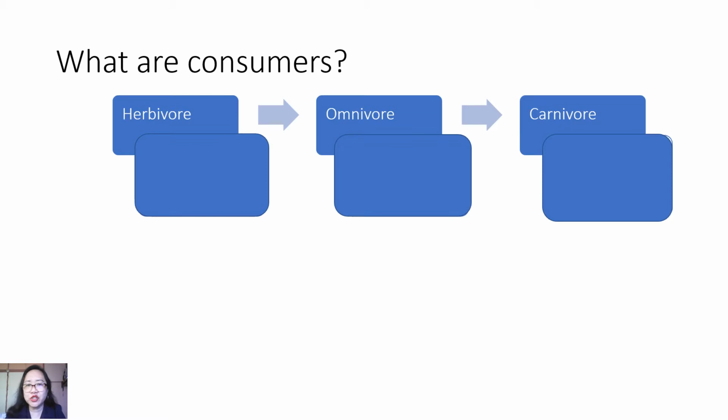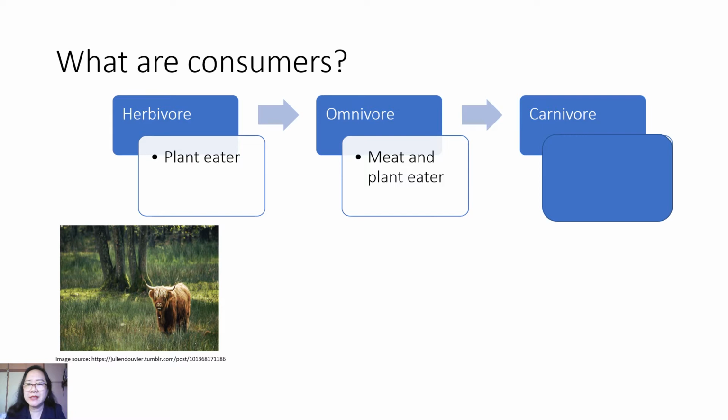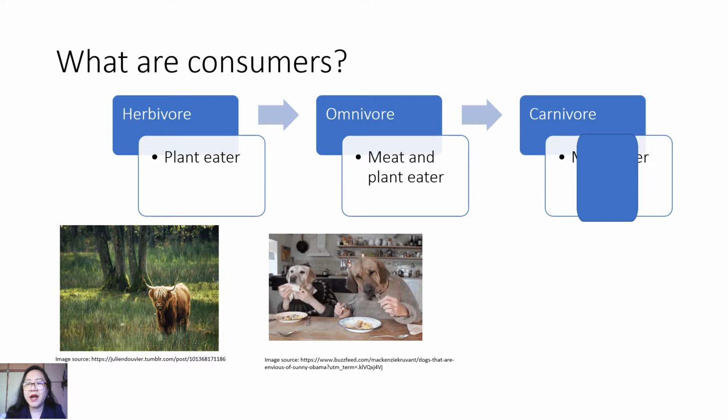Now, what are consumers? So consumers could be an herbivore, an omnivore, or a carnivore. So what is an herbivore? Herbivore is a plant eater. And here is an example of an herbivore. Omnivore is meat and plant eater. And here is an example of an omnivore. Carnivore is a meat eater. And here is an example of a carnivore.